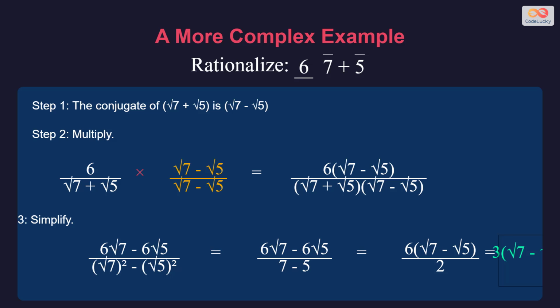Let's try one more. Rationalize 6 divided by the square root of 7 plus the square root of 5. The conjugate is the square root of 7 minus the square root of 5. We multiply the top and bottom by this conjugate. The numerator becomes 6 times the quantity root 7 minus root 5. The denominator becomes the square root of 7 squared minus the square root of 5 squared, which is just 7 minus 5, or 2. We can then simplify by dividing the 6 in the numerator by the 2 in the denominator, which leaves us with 3. The final answer is 3 times the quantity the square root of 7 minus the square root of 5.